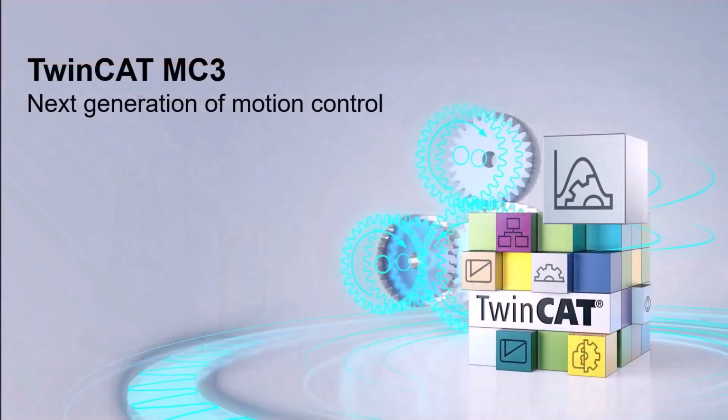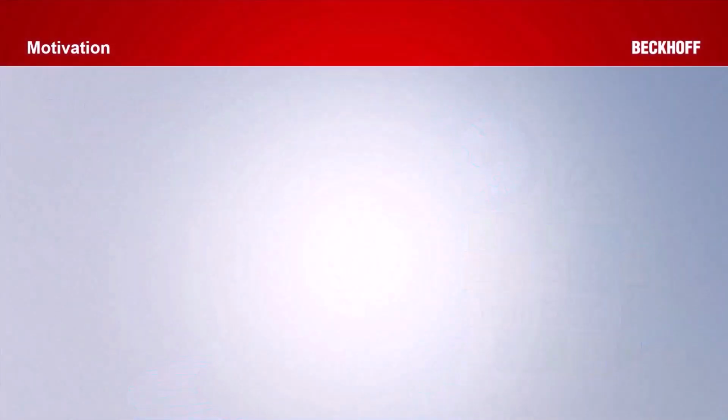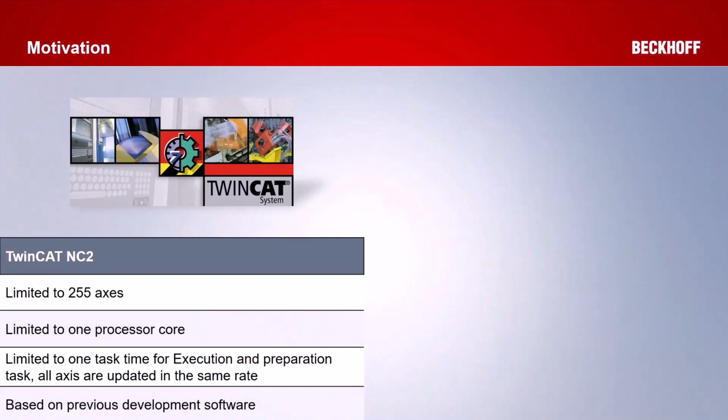We are evolving our TwinCAT 3, our TwinCAT motion control. And with this, a reminder, today you can do all the way up to 255 axes, but that's limited to one processor. That means one execution time and preparation task for all axis types. So if you have a very fast update, that means they're all running at there, and you have to do special configuration to slow that down. So based off the previous development software, so with that, the memory transfer is what it is, and so we need to make some optimizations.